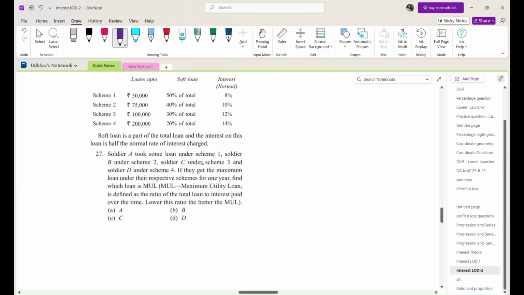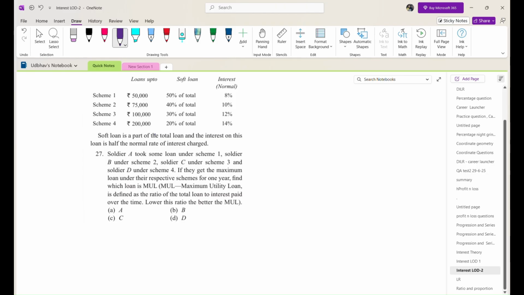So Soldier A took some loan under Scheme 1, Soldier B took Scheme 2, Soldier C Scheme 3, and Soldier D Scheme 4. If they get the maximum loan under the respective schemes for 1 year, find which loan is MUL. What does it mean by if they get the maximum loan? The maximum loan is the maximum loan which the scheme allows. Scheme 1 is allowing 50,000, scheme 2 is allowing only 75,000, scheme 4 is allowing 2 lakh rupees, scheme 3 is 1 lakh rupees.